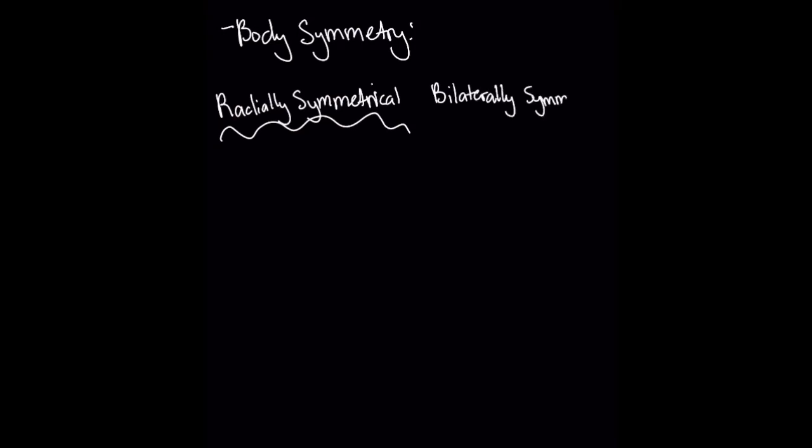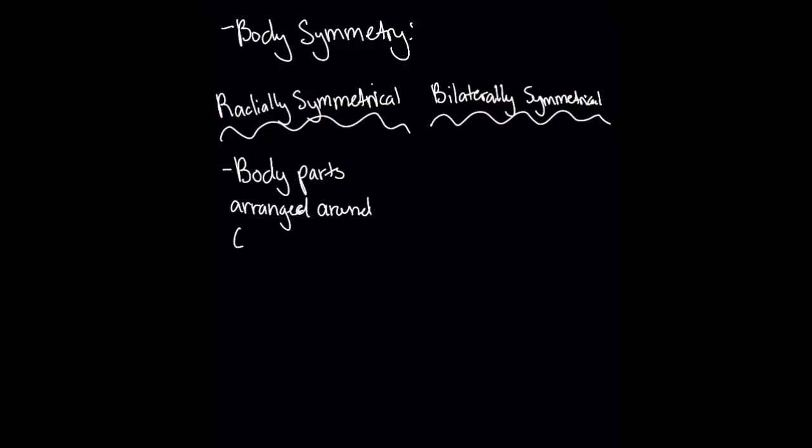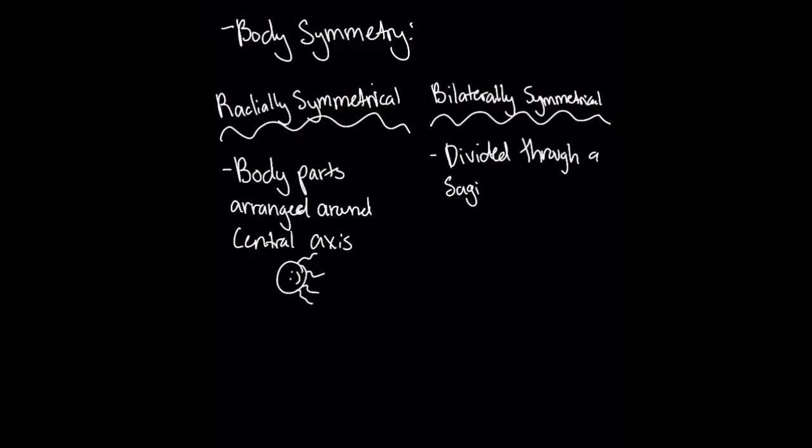Animals can be classified based on their type of body symmetry. They can be radially symmetrical or bilaterally symmetrical. Radially symmetrical animals have body parts arranged around a central axis. A good example of that is our little jellyfish friend. Animals that are bilaterally symmetrical are divided through a sagittal plane, giving them left and right halves. A good example of that is us, humans.